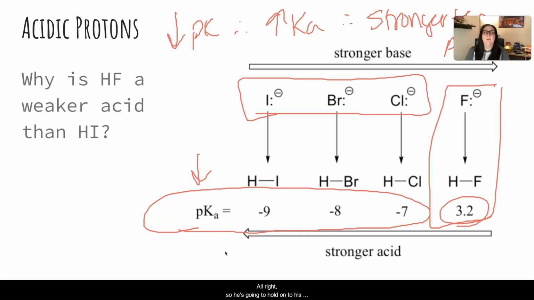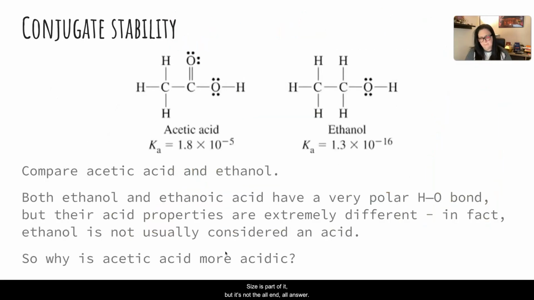So he's going to hold on to his H a lot more strongly than I, Br, and Cl, because he's more electronegative. So think about what's going on with electronegativity, not just size. Size is part of it, but it's not the end-all answer.